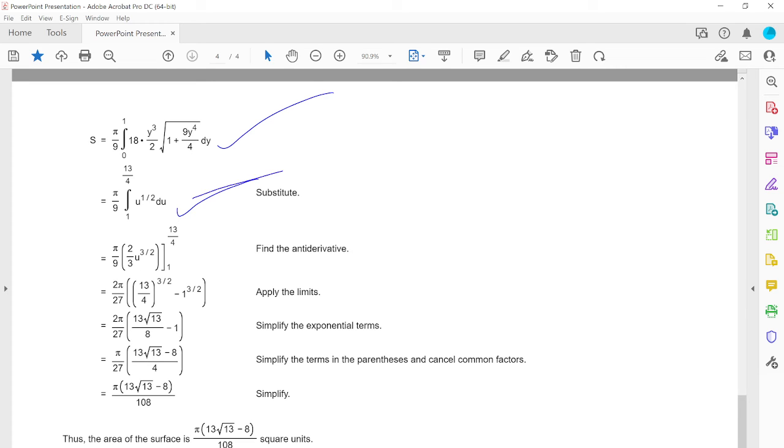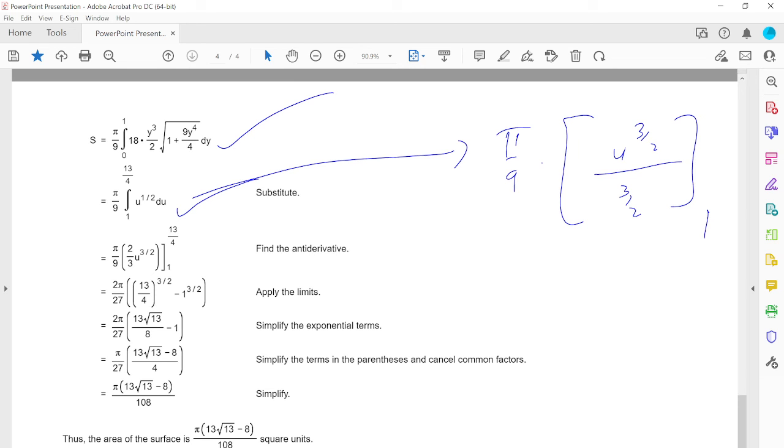The integral is π over 9 times u to the 3 over 2 over 3 over 2, from 1 to 13 over 4, using the power rule for integration. Simplifying the 3 over 2 outside, it will be π over 9 times 2 over 3, and by the fundamental theorem, plug in u equals 13 over 4 minus u equals 1. After simplification, we get the final value.